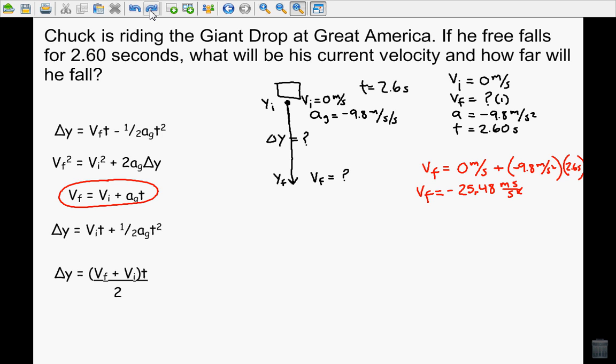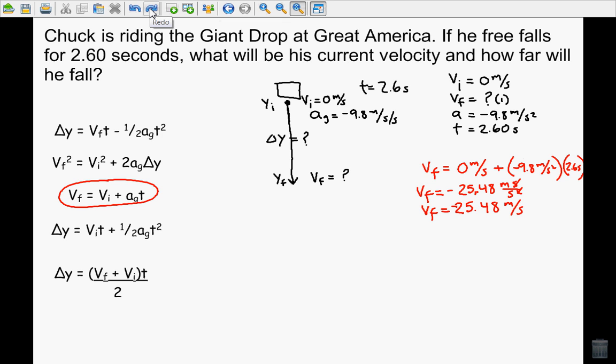Well, the second on top cancels out the second on the bottom, and I'm left with a final velocity which is equal to negative 25.48 meters per second. Now some of you are going to say, okay, well why did I get a negative 25.48 meters per second? Well, first of all, we're multiplying a negative acceleration with time, and that gives us a negative velocity.